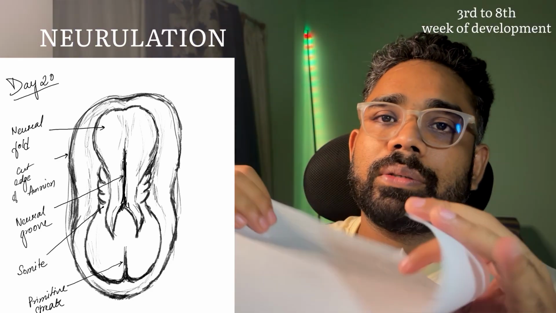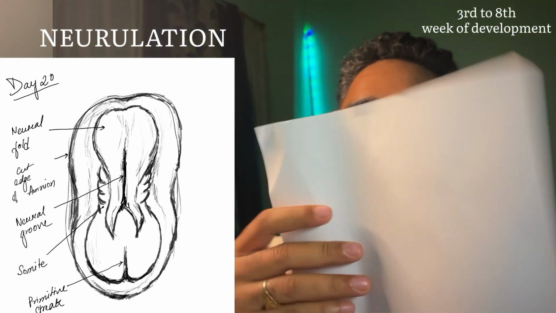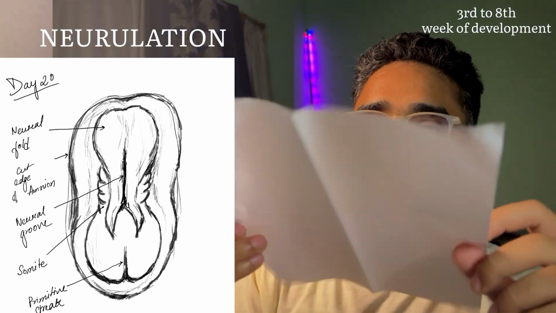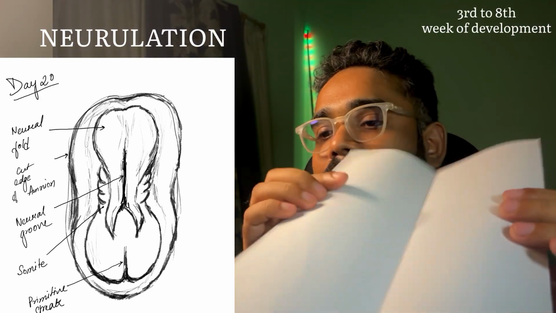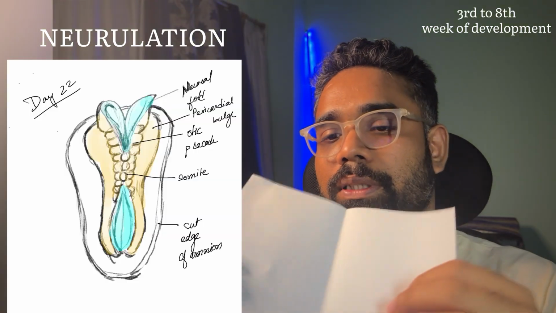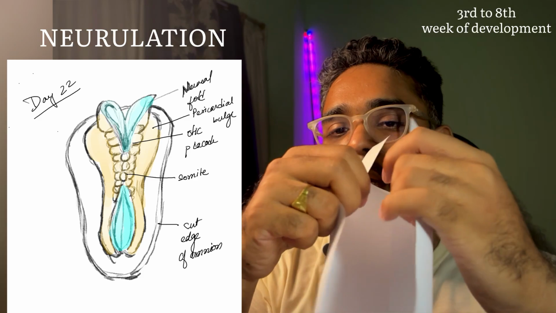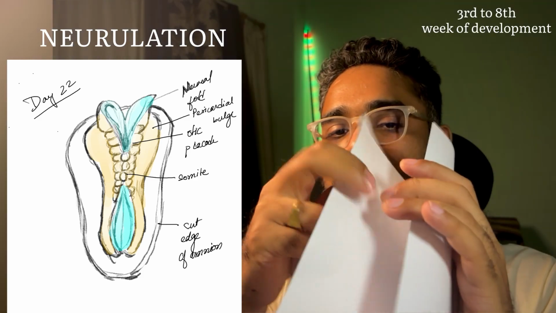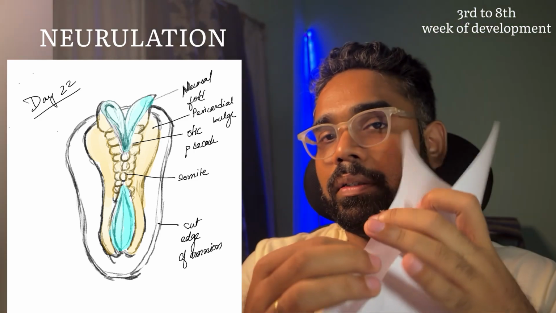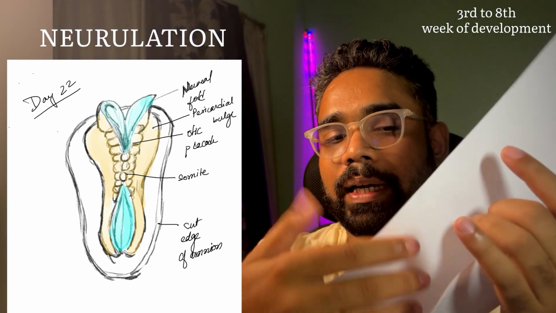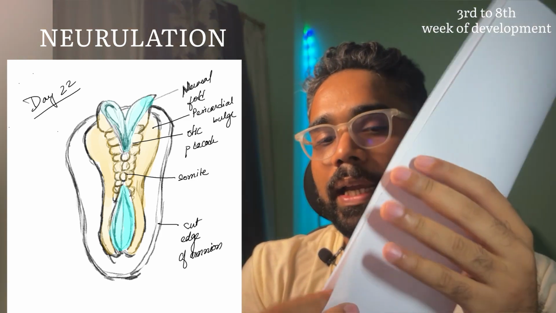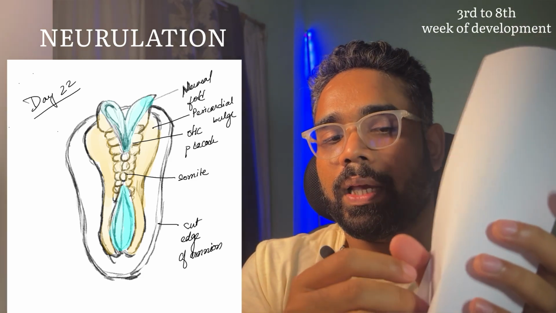So if this is the neural plate and this is the groove, if I do like this, this becomes a groove, and these are the neural plate. What happens as the development progresses, this plate will come over each other and it will start fusing towards the cranial end. It will complete the fusion and it will form a tube.